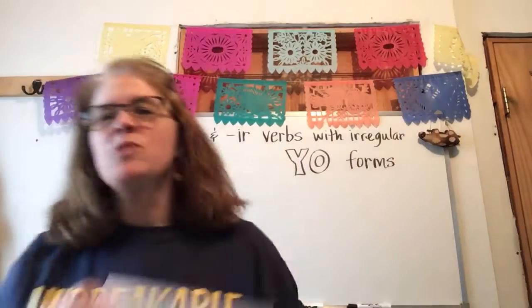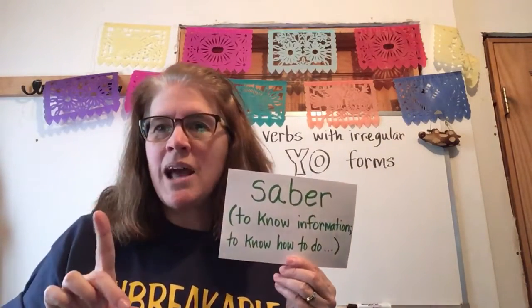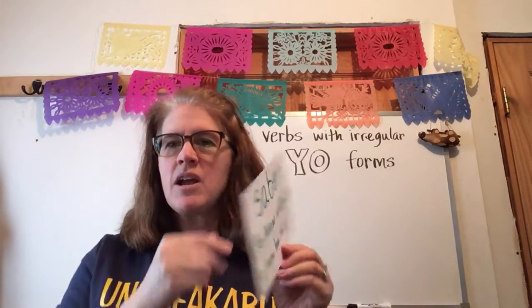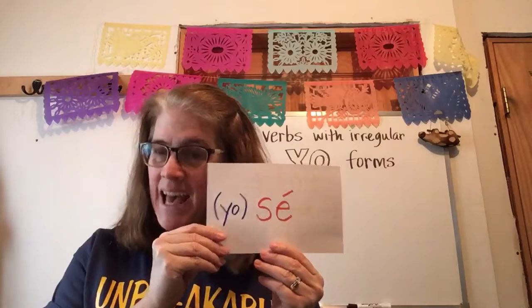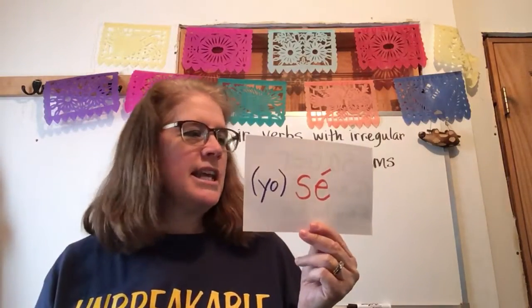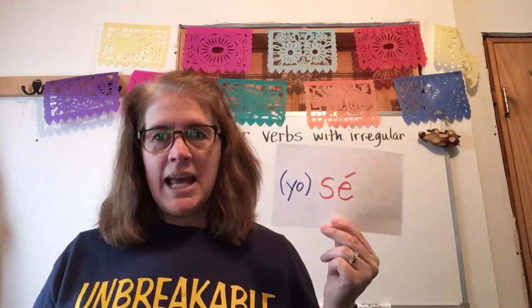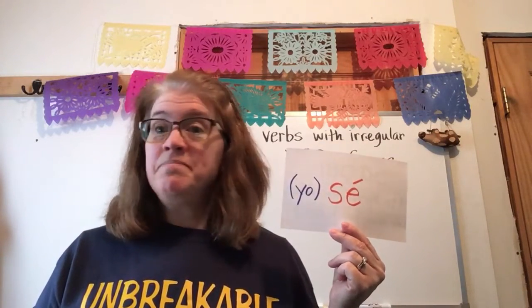And then the very last one, you guys know this one, but you know it, I think, in the negative, okay? So here it is. The yo form of saber is sé. S-E with an accent over the E. Sé means I know.